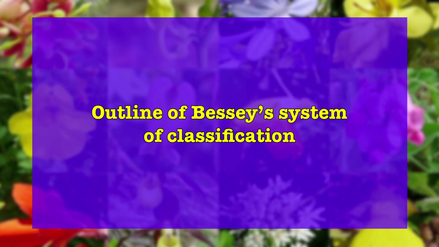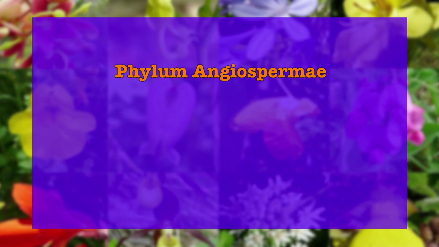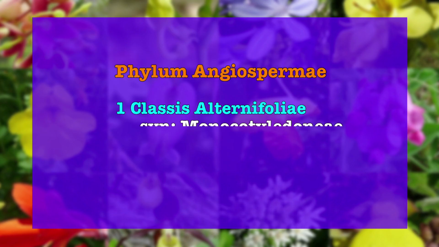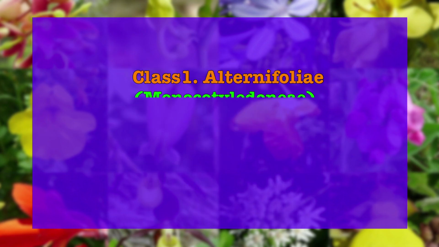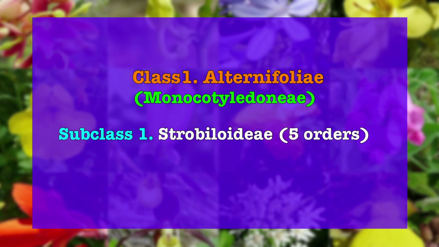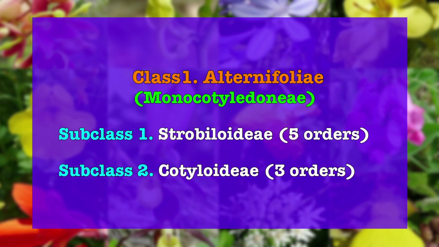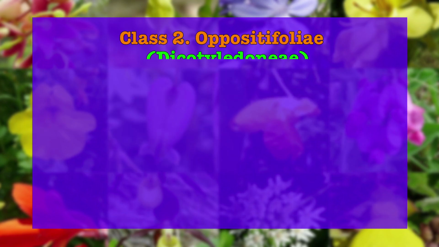Now, the outline of Bessey's system of classification. Phylum Angiospermae. First, class Alternifoliae, synonym Monocotyledoni. Second, class Appositifoliae, synonym Dicotyledoni. Class first, Alternifoliae, that is Monocotyledoni. Subclass first, Strobelidae. Subclass second, Corlidae. Class second, Appositifoliae, that is Dicotyledoni.